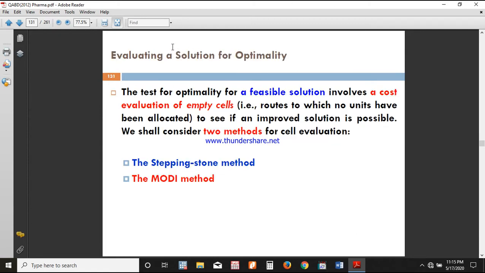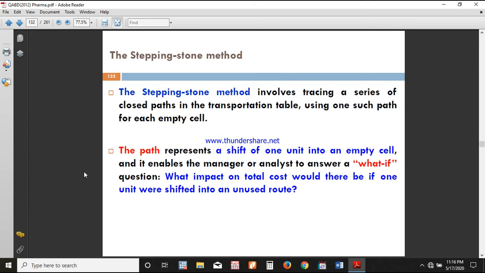Therefore, to evaluate a feasible solution for optimality involves a cost evaluation of empty cells, that is cells to which no units have been allocated, to see if an improved solution is possible. We shall consider 2 methods for cell evaluation. The first one is the stepping stone method and the second is the MODI method. In the stepping stone method, this involves tracing a series of closed paths in a transportation table, using one such path for each empty cell.